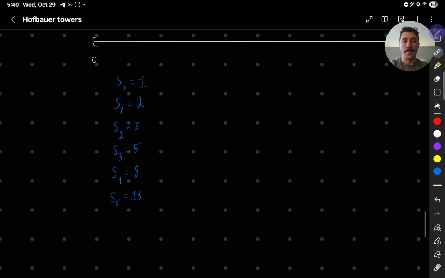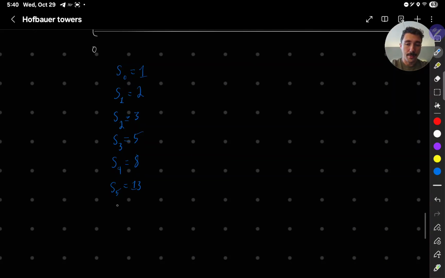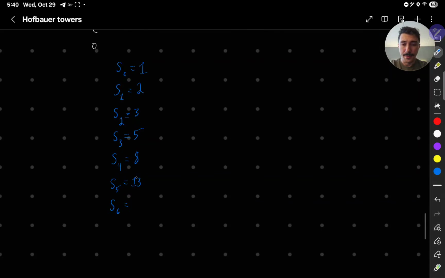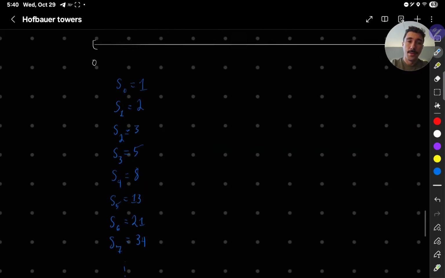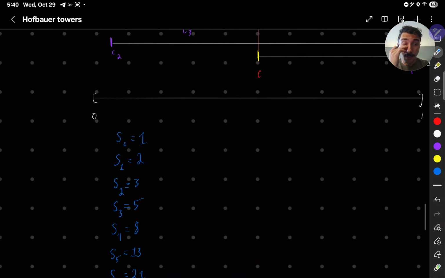In Hofbauer towers, it turns out that the maps that have Fibonacci-like sequences as their cutting times are of special interest. There are other kinds of cutting time sets that are also interesting, but 21 plus 13, 34, and so on. So that's one piece of information I need to know about this Hofbauer tower.